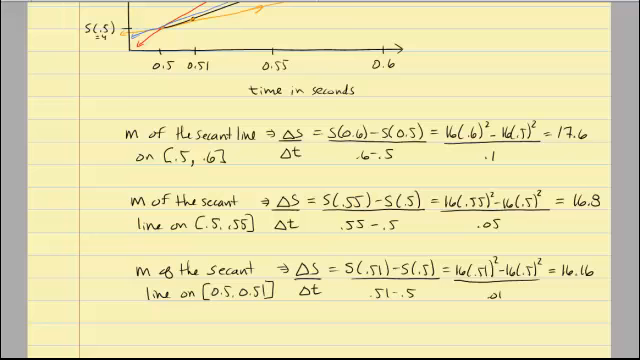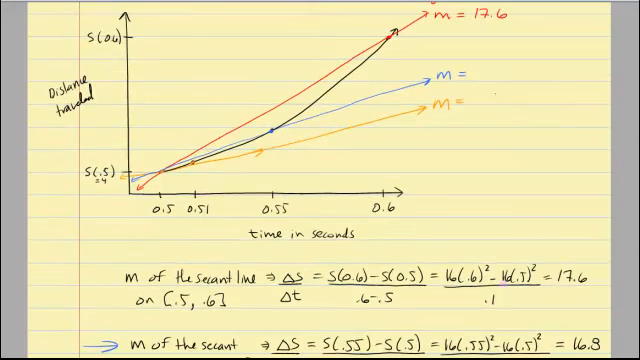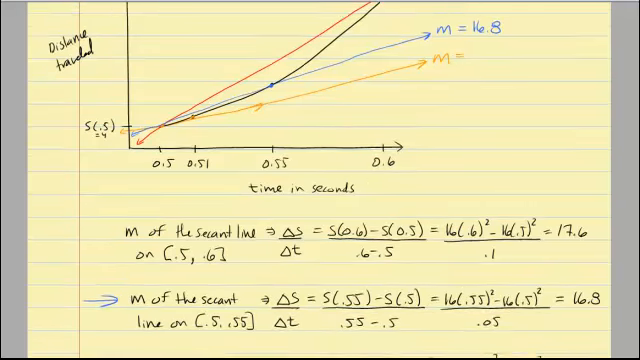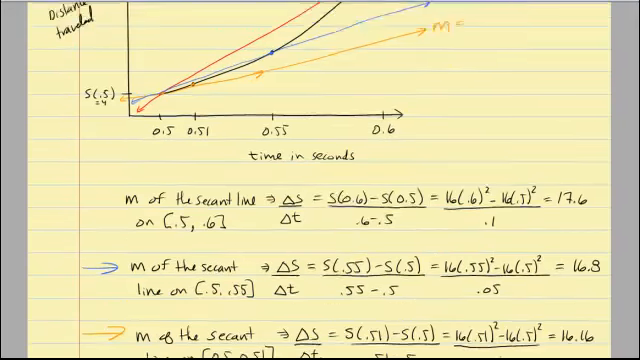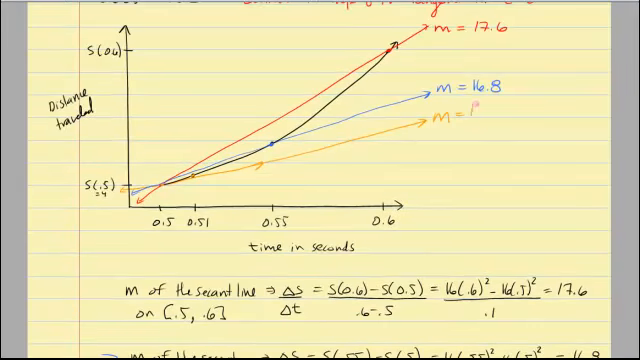Okay, so catching back up, here I have the slope of the secant line on the interval 0.5 to 0.55. Now this should be a better estimate than the slope of the secant line between 0.5 and 0.6 because the points are getting closer and closer together. So here I came up with the slope of the secant line to be 16.8. Now down here, my last one that I checked was the slope of the secant line between 0.5 and 0.51. So that's this work right here. Now here I found the slope of the secant line to be 16.16.